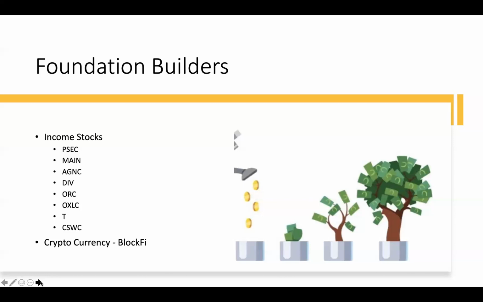Most of these are under $20. Some of them are not. Most of these pay monthly. AT&T, which is the T ticker symbol, pays quarterly, but I like them because there's potential for the actual price of the stock to go up and the dividends that I receive from them. So I like AT&T for that purpose.